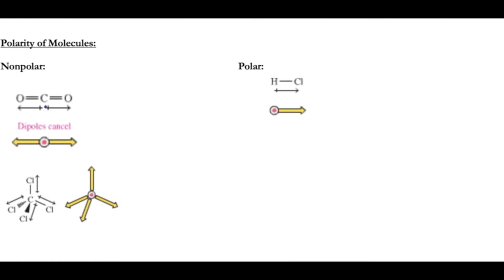So notice oxygen is pulling electrons towards it. This oxygen is pulling electrons towards it. Those arrows are called your dipoles. And if those dipoles cancel, meaning if you imagine a tug of war, an oxygen is pulling on carbon, and this oxygen is pulling on carbon, that carbon wouldn't go anywhere. It would stay put. Its dipoles cancel. In that case, your molecule is nonpolar.